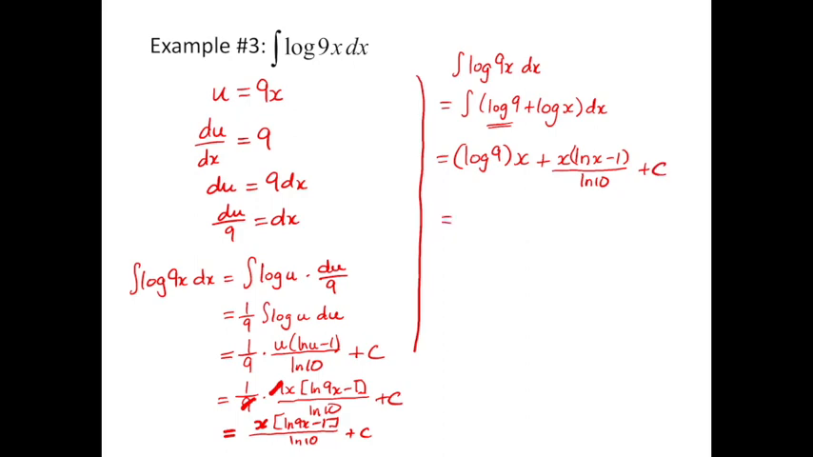So our final answer would be, and usually I would write this in this way, x log 9 plus x times the ln of x minus 1 over the ln of 10 plus c. So these two answers look quite different, but if we were to go through the properties of logarithms, we'd be able to show that these two are actually equivalent to each other. So even though they look quite different, they are equal to each other. We would just have to use the properties of logarithms to work our way through to get there.